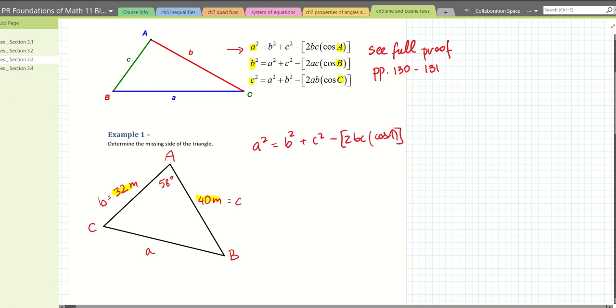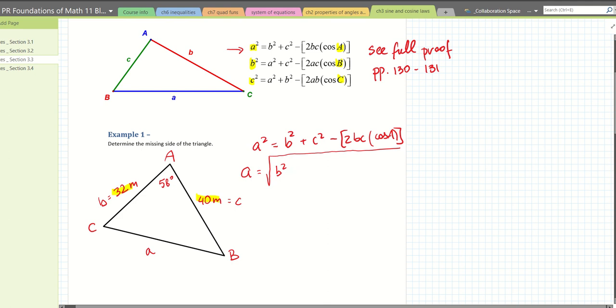So that's the formula that I need to use to find side A. Now notice this is A squared, this is not A. So for A itself, if I were to write the expression for A, I'll have to take the square root on the right side. So I'm going to have to square root this whole thing. So this is the actual expression for the side A.